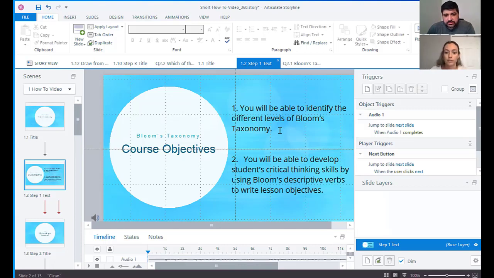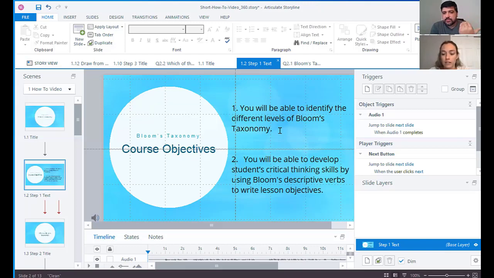You will be able to develop students' critical thinking skills by using Bloom's descriptive verbs to write lesson objectives. Now, this particular sentence, when you are explaining and coming up with the objectives, we need to make it very simple for the learners to understand what's going to happen in the entire course. Think of this slide as a course preview, right? People can get it and they're like, oh yeah, I want to take this course, right? So if you change that a little bit and make it simpler, it would be perfect.